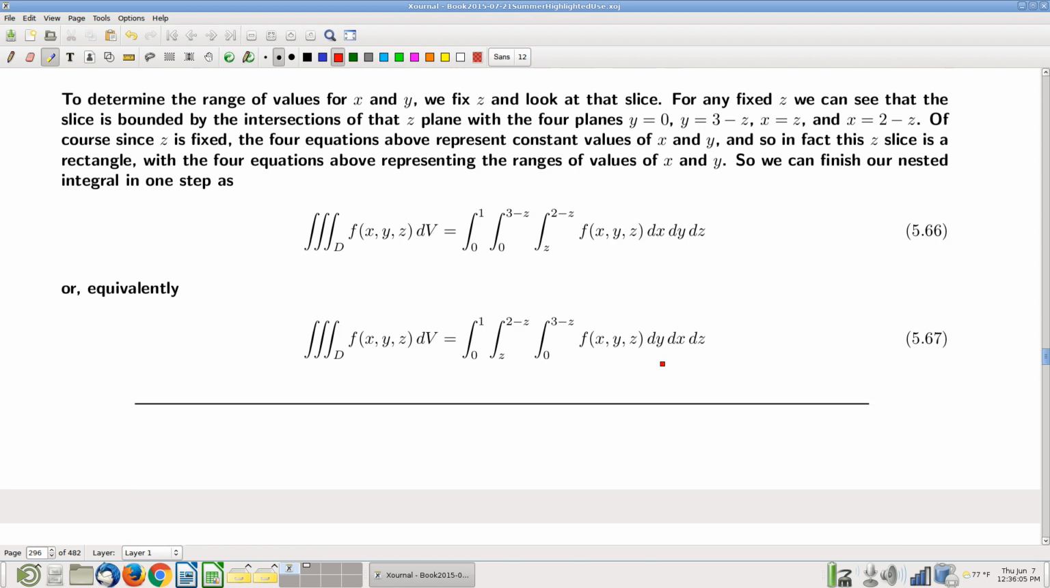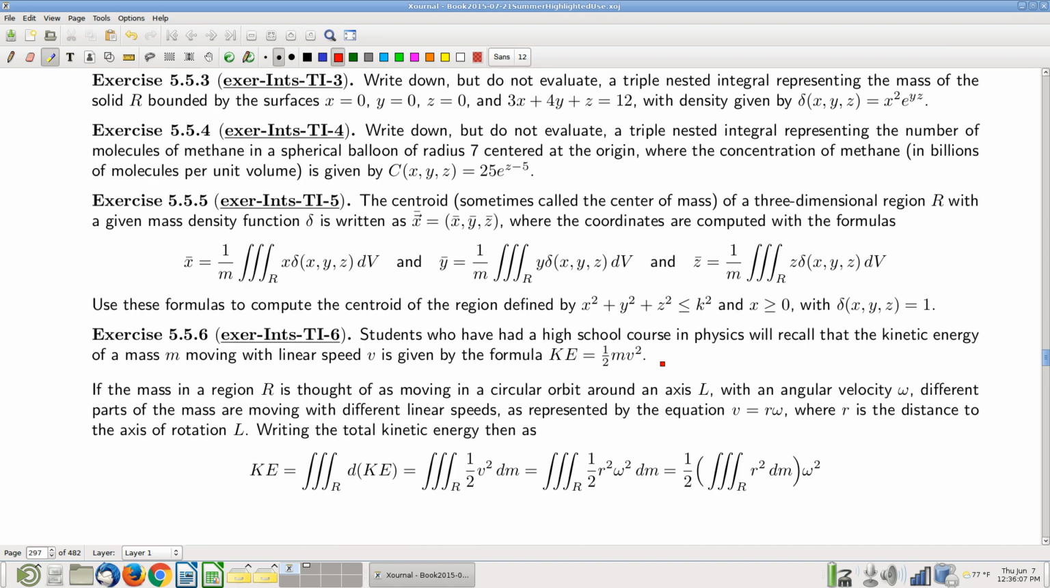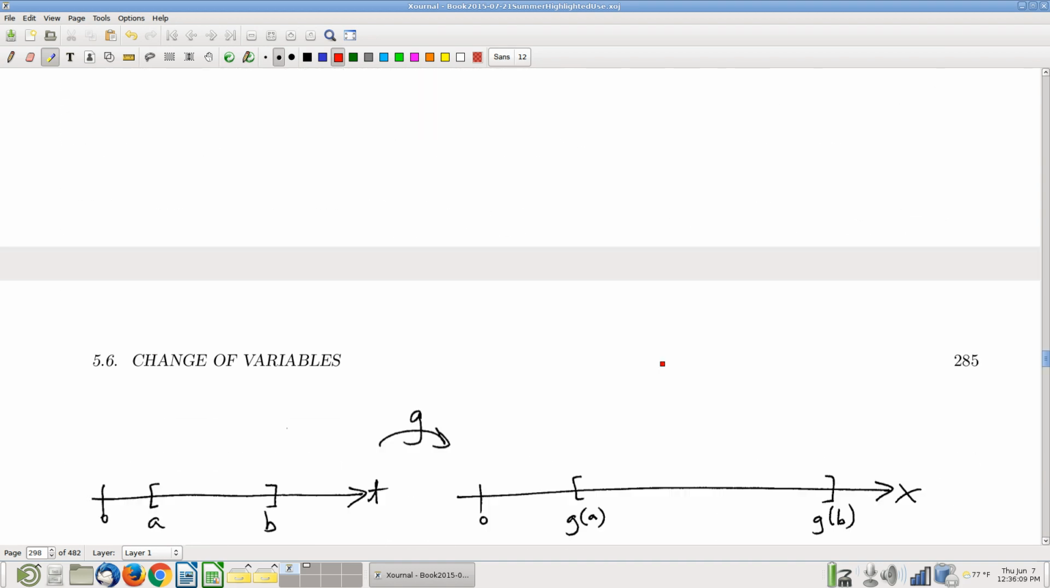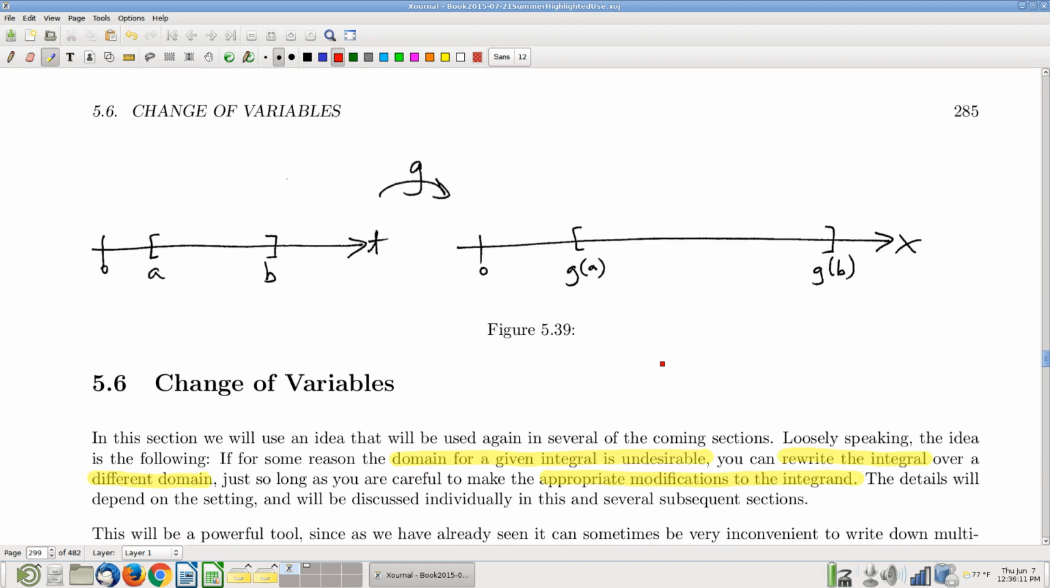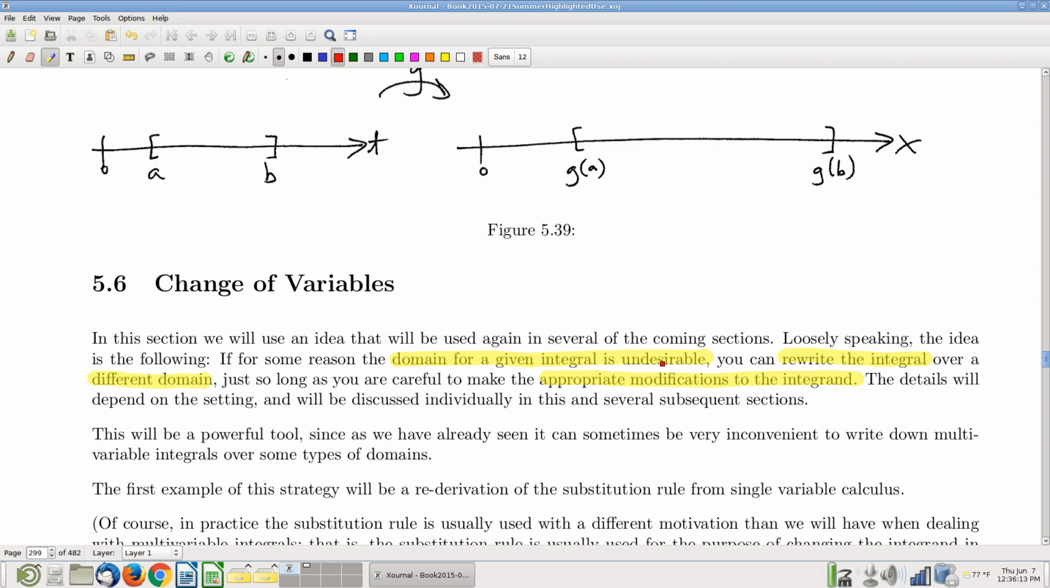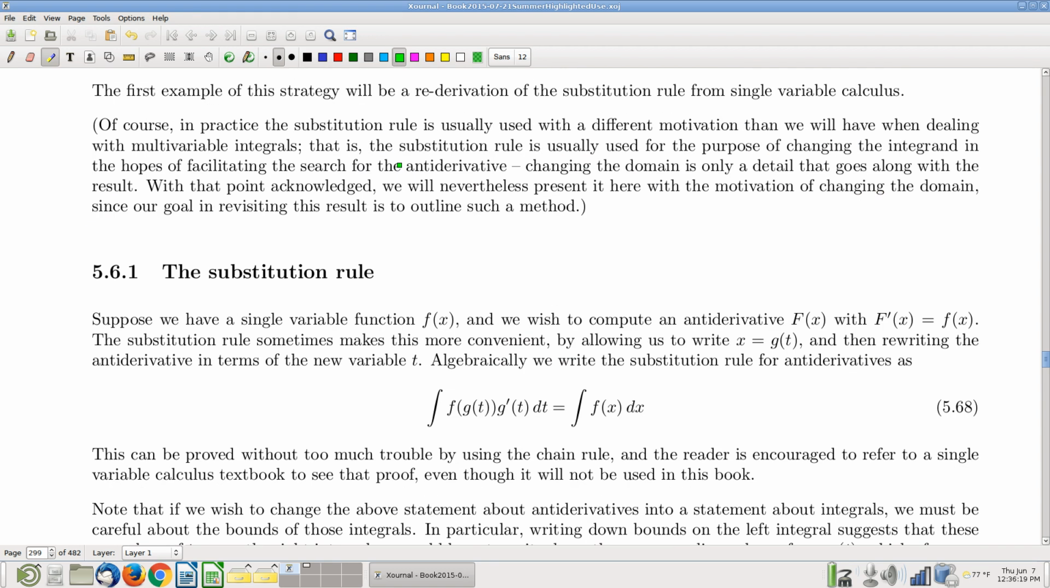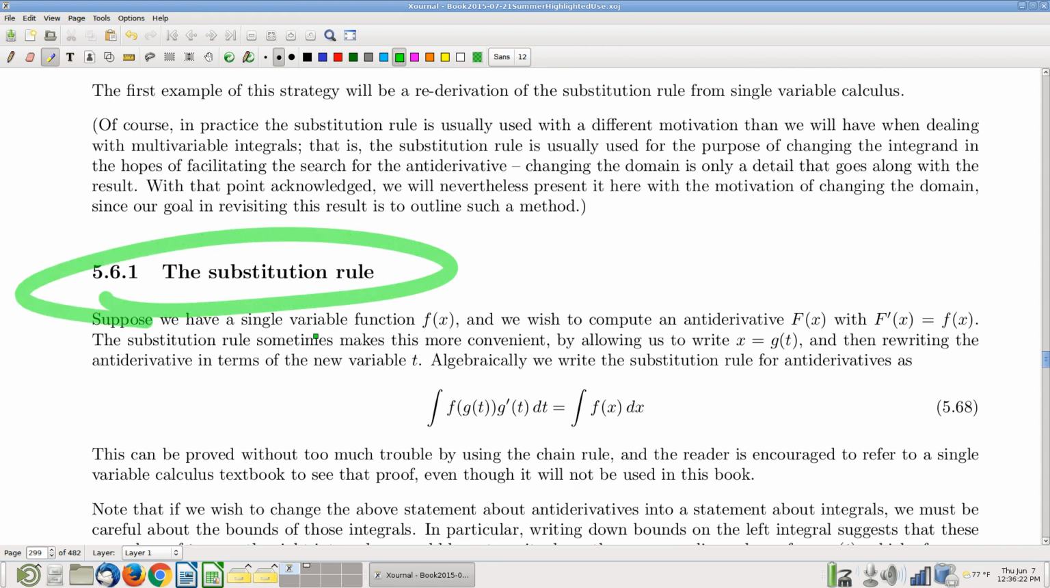Okay, so that's all I wanted to say about that section, 5.5. We're moving on now to 5.6, change of variables. Y'all have actually seen a version of change of variables already. They just don't call it that. In single variable calculus, they call it the substitution rule. Let me remind you of the substitution rule.